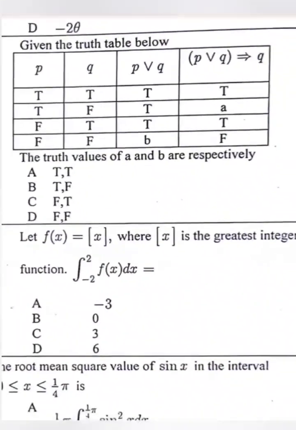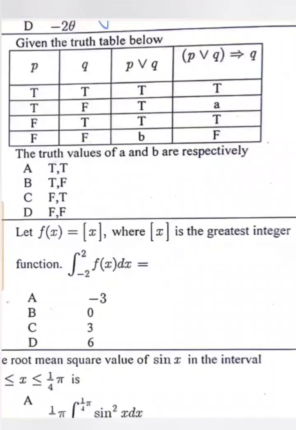In question 7, given the truth table below, the truth values of A and B are respectively, and we have these options. To have the truth value that B represents, we would have to look at the compound statement P or Q. It is generally false when both component statements are false. So since P is false and Q is false, the truth value represented by B would be false. Now we move to A. The truth value represented by A, we have to first look at what we have as the compound statement.